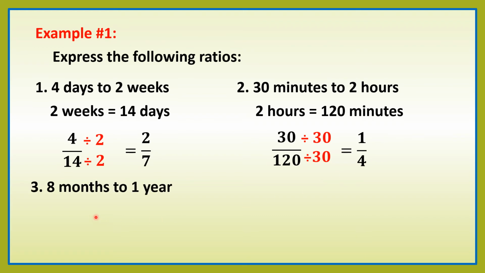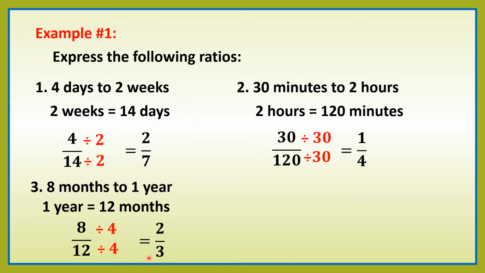Number 3, 8 months to 1 year. So, this is months and year. Convert natin ang year into months. So, we have 12 months in 1 year. So, we have 8 over 12. Pwede pa nating i-simplify. Divide natin by 4 ang numerator and denominator. Therefore, we will have now 2 over 3.